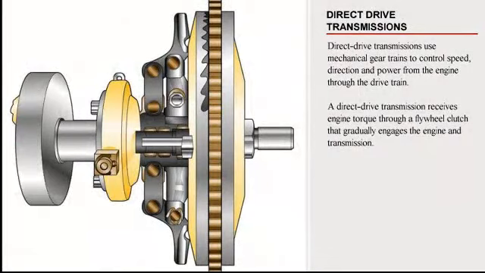Direct drive transmissions use mechanical gear trains to control speed, direction, and power from the engine through the drivetrain. A direct drive transmission receives engine torque through a flywheel clutch that gradually engages the engine and transmission.